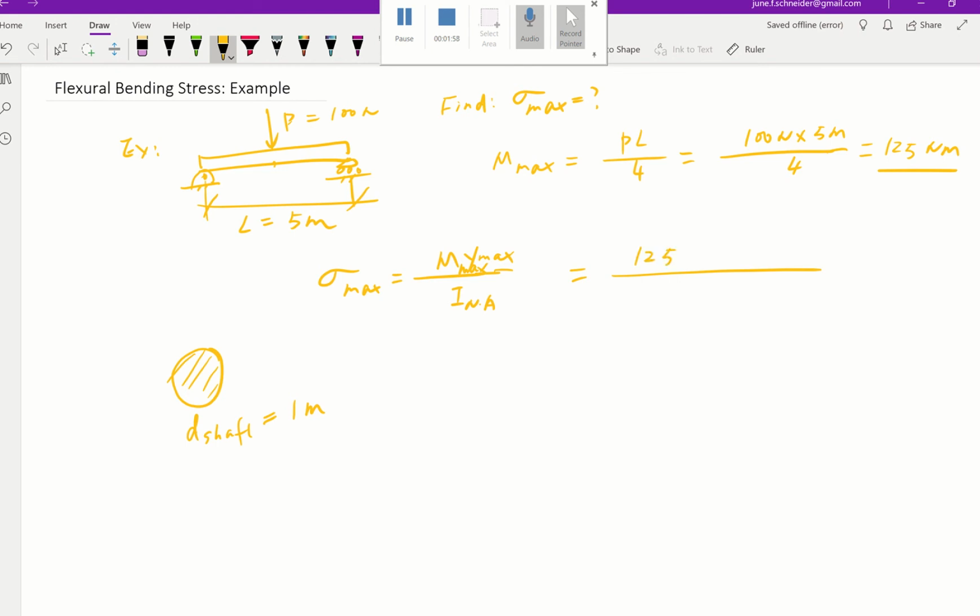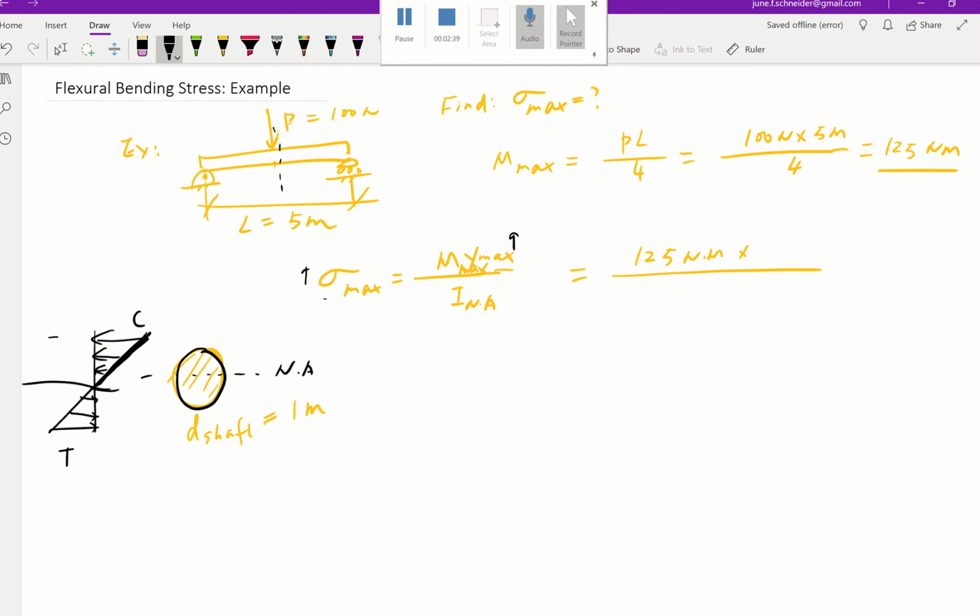M maximum is 125 Newton meter, and if you cut it right in the middle, you get this cross section, and we know from last time this is going to be the neutral axis. The top is going to be compression, and the bottom one is tension. You notice this profile increases linearly, right? Because it's y. When y increases, the stress increases. It's a linear proportion. And so the y max happens at the top edge and the bottom edge. So that's going to be the y maximum.